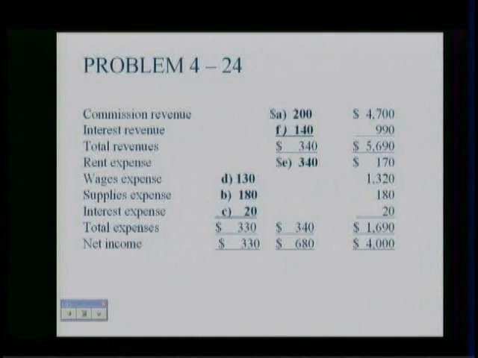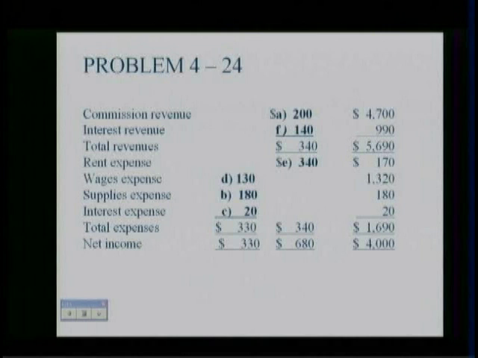Finally, in D, you have wages of $130 for the last week of August that have not been recorded. Wages, that's an accrual entry, accrual adjusting entry. You're going to have to increase your wage expense by $130, so you'll debit wage expense $130. You're going to have to increase your payables. You owe $130 to your workers, so you're going to have to credit wages payable $130.